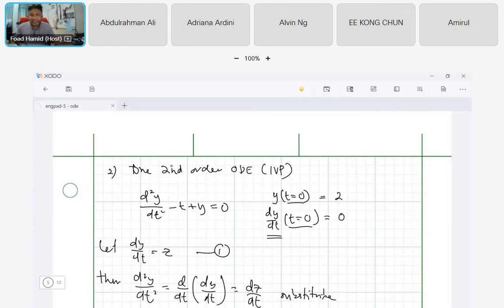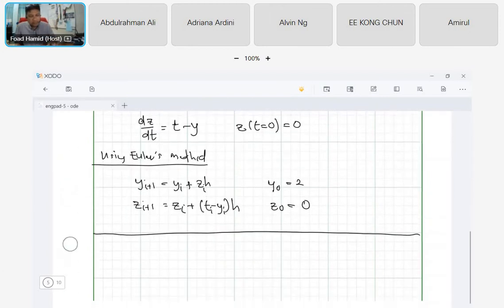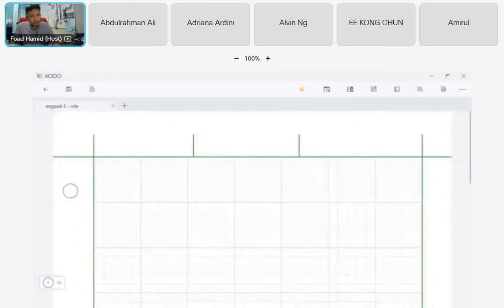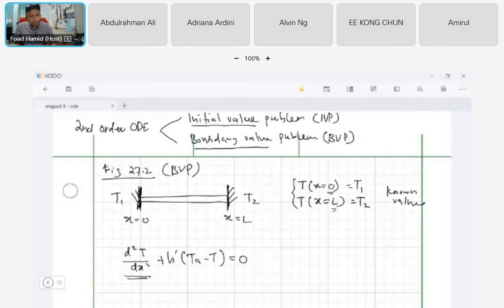Why? Because in the test, it will not tell you this is a BVP or IVP. You need to understand which one is which. So how do we solve this boundary value problem? It has a different method. BVP cannot be solved using Euler's method. If you do not understand which one is BVP and which one is IVP, then you use the wrong method for the wrong problem. That's it, you are done. The answer will not be correct.